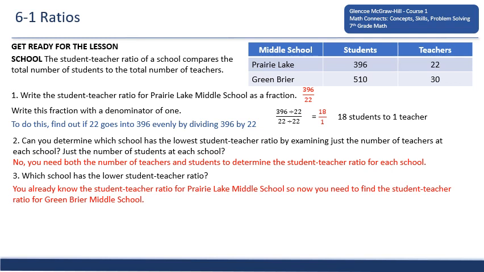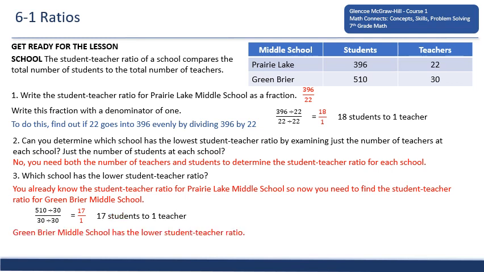And so now we need to find out the student-teacher ratio for Greenbrier Middle School. So 510 divided by 30 and 30 divided by 30, because we're trying to get 1 in the denominator. So 510 divided by 30 is 17. So Greenbrier Middle School has a 17 to 1 student to teacher ratio. So Greenbrier Middle School has the lower student-teacher ratio of the two schools.